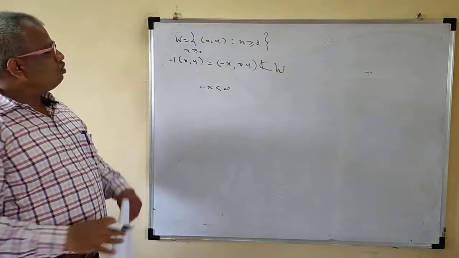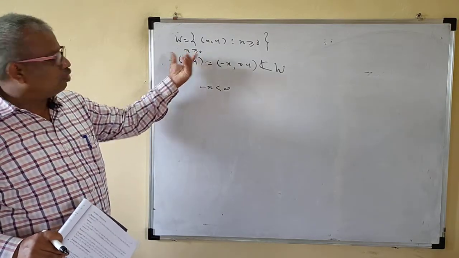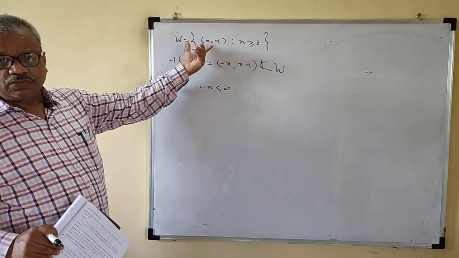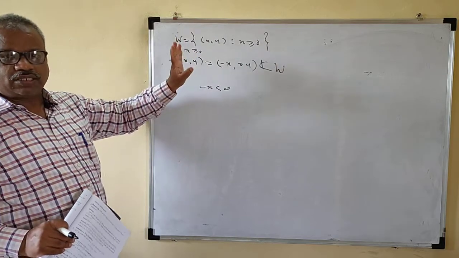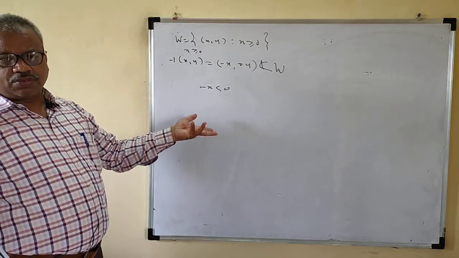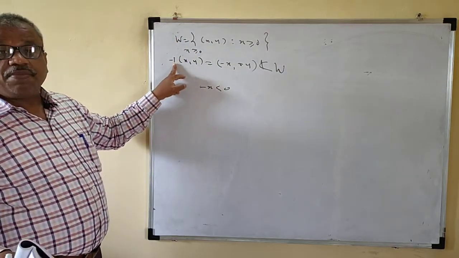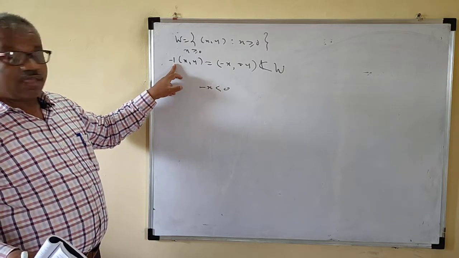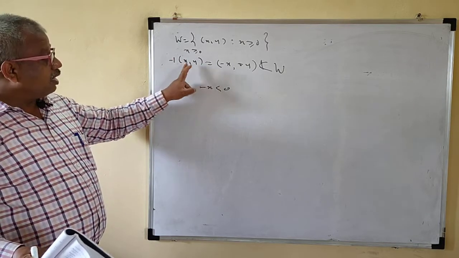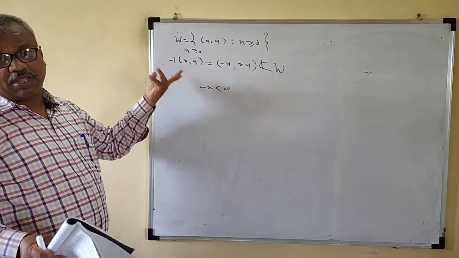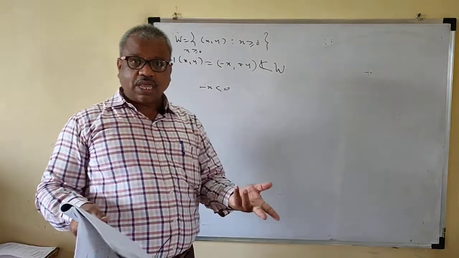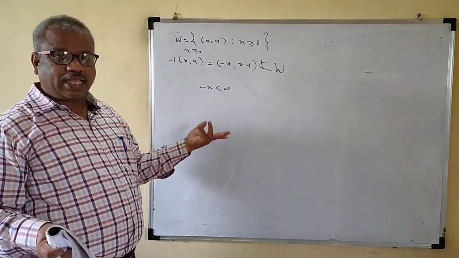It is not closed with respect to scalar multiplication. No problem for addition: it is closed with respect to addition because the sum of two positive numbers is positive. But here K may be a negative number. K is from R, K is the scalar, so you can take any K.